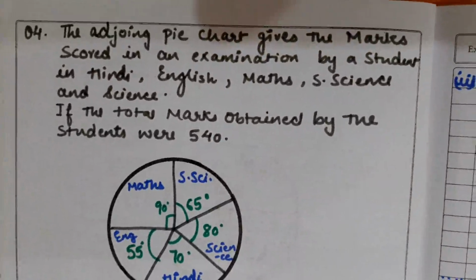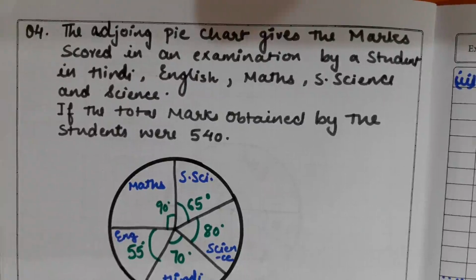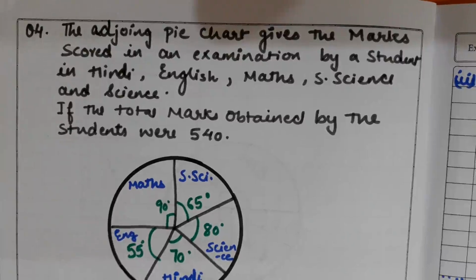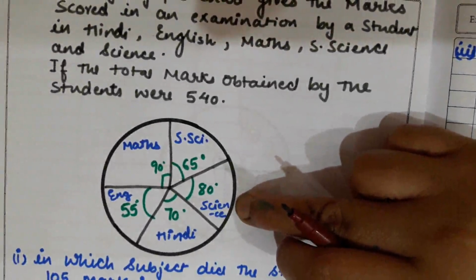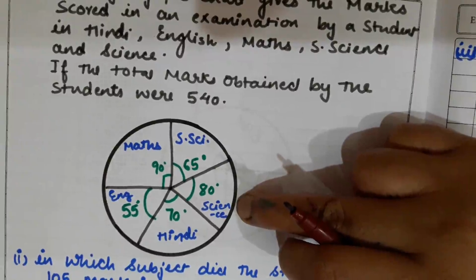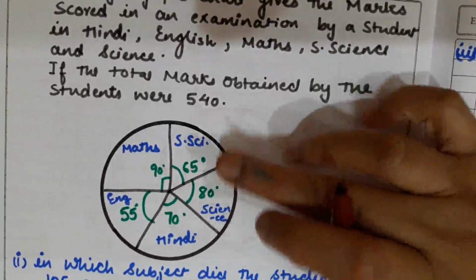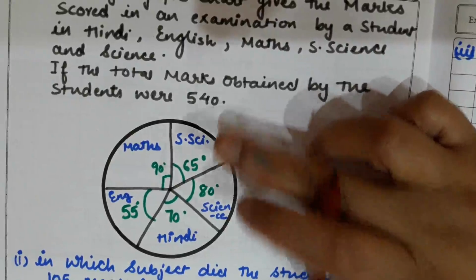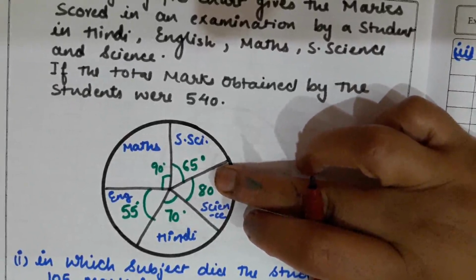Question number 4 from your book. A adjoining pie chart gives the marks scored in an examination by a student in Hindi, English, Math, Social Science and Science. If total marks obtained by the student were 540. So total marks are 540. This is a pie chart. In this, subjects are mentioned with the help of the central angle. Percentage is not there. 540 is the maximum marks, total marks. So the central angle is already given to us. We have to find out the marks obtained.